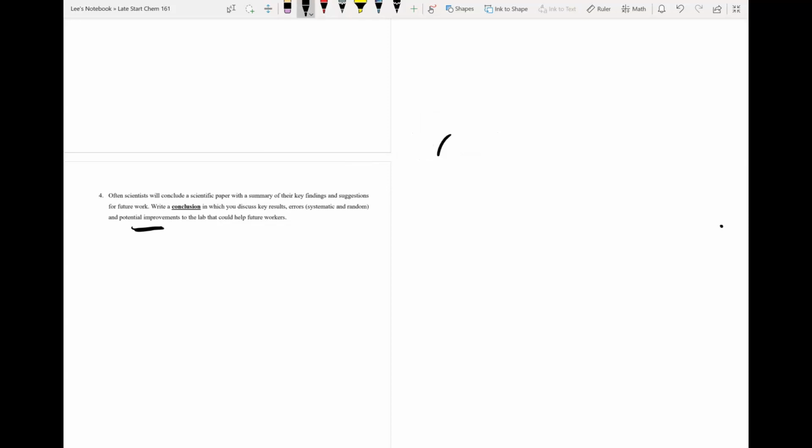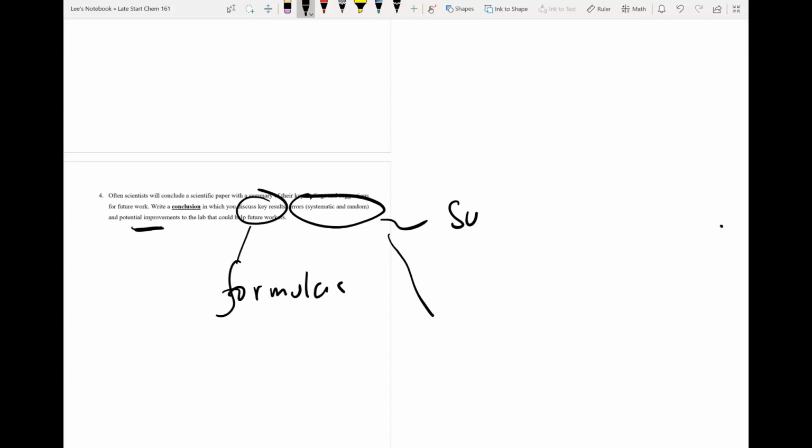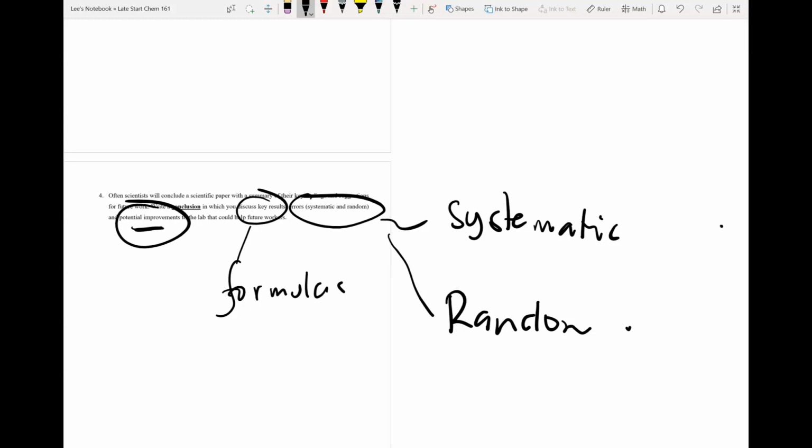So the three things that we are asked to write a conclusion about are key results, which we said was our formulas, errors, systematic and random, and we need to talk about what those things mean, and then finally, potential improvements. Okay, improvements.